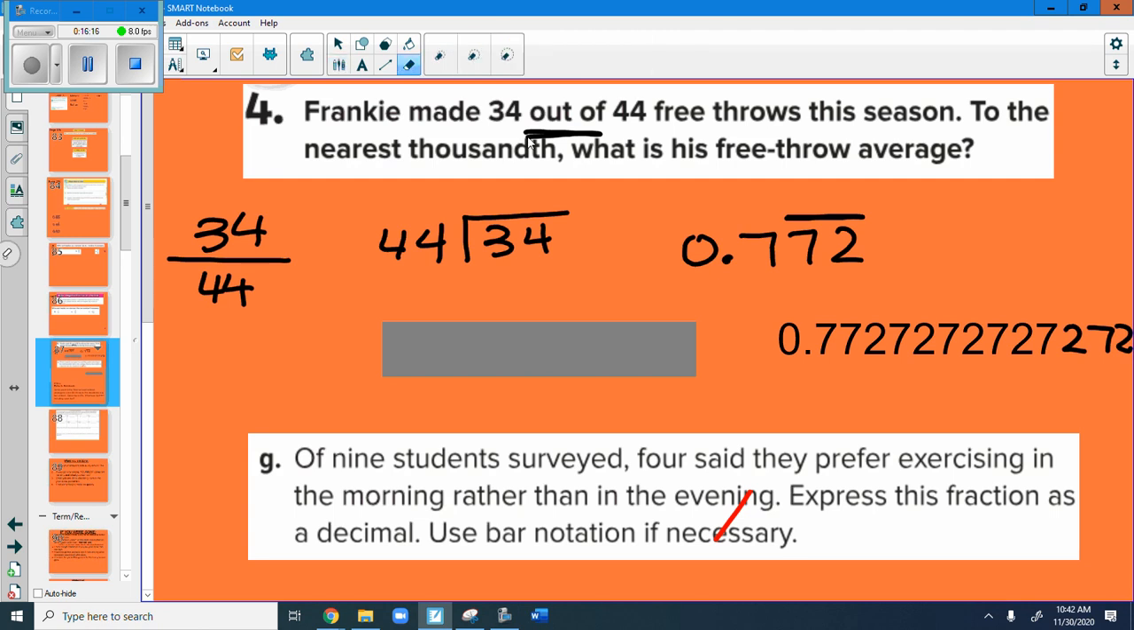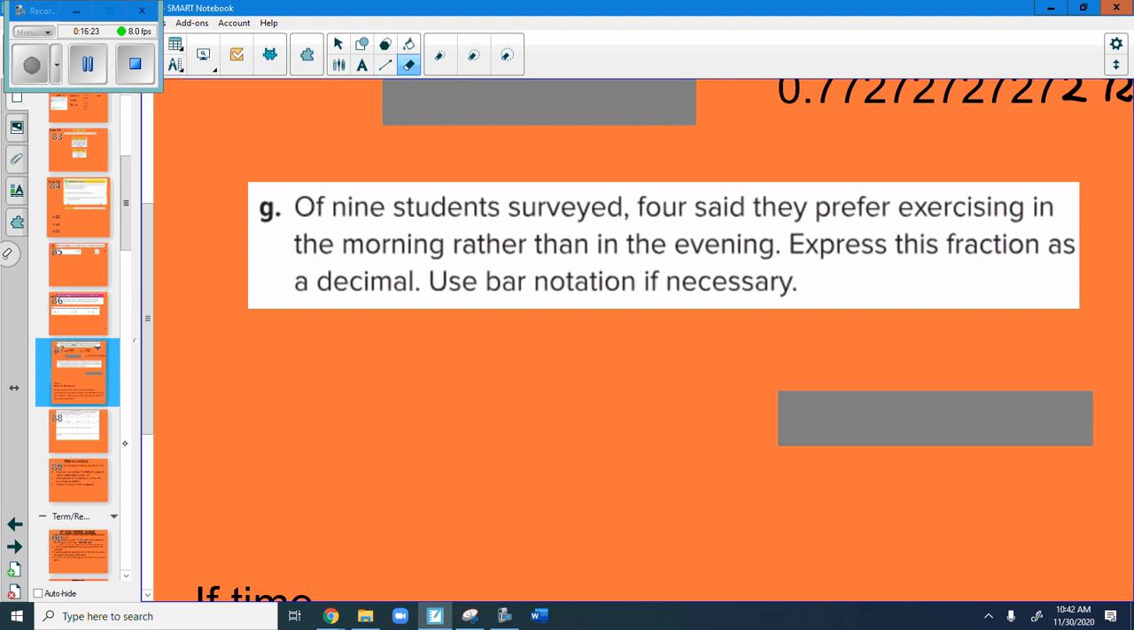Okay? All right. Looking at G. Of 9 students surveyed, 4 said they prefer exercising in the morning rather than in the evening. Express this fraction as a decimal. Who can help me out with this fraction? What would this fraction be? Someone that hasn't helped me yet today. Very good job, because 4 out of 9, whoops, not G, I don't know why I did that. 4 out of 9, good.